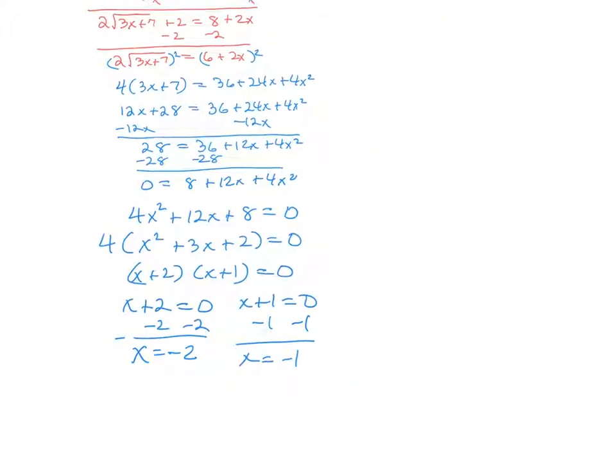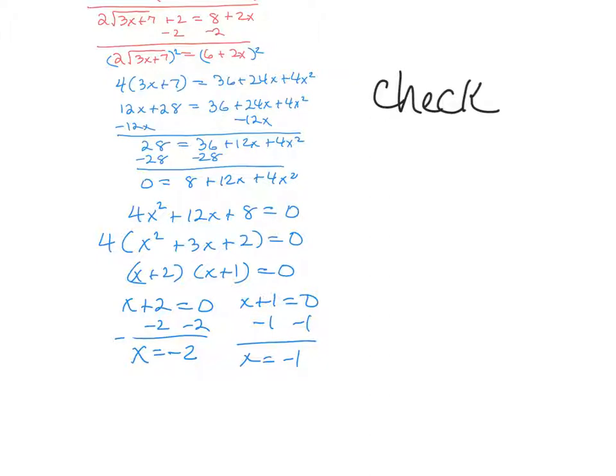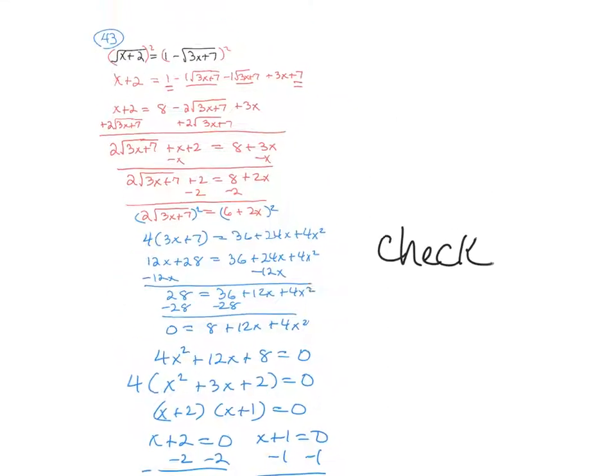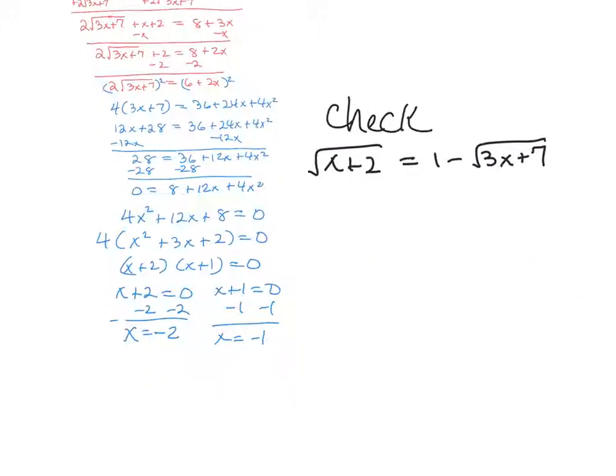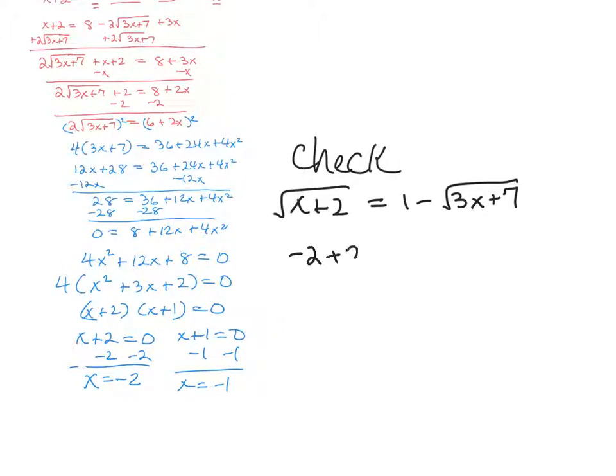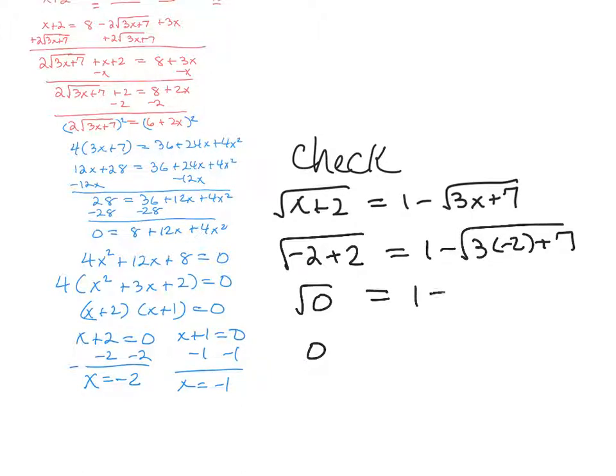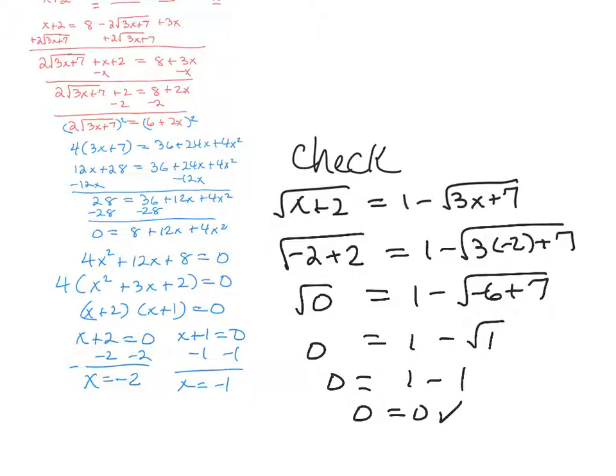Again, let's do the check. Again, the original problem was the square root of x plus 2 equals 1 minus the square root of 3x plus 7. I'll check the negative 2 first. Plugging it in for x, I get the square root of 0, which is 0. I need to simplify what's under the radical, and I get negative 6 plus 7. 1 minus the square root of 1, which is 1. 1 minus 1 is 0. That answer works.